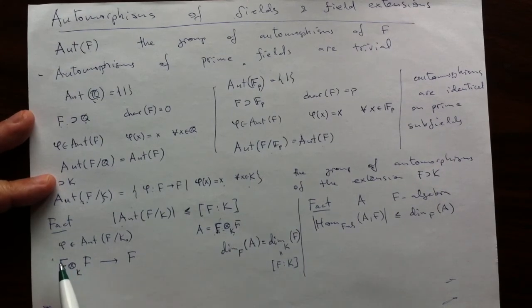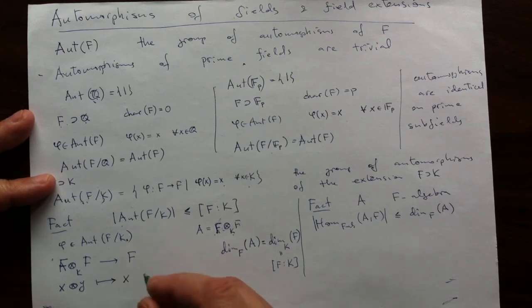So the only bit which is missing now is to take an automorphism, an element in this group, and turn it into a homomorphism from our algebra A into F. Well, here is the recipe. Let's define this homomorphism on decomposable tensors. Let's define it this way: take x, take phi of y, and multiply them.